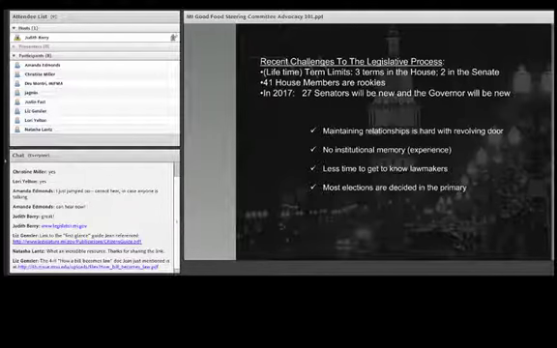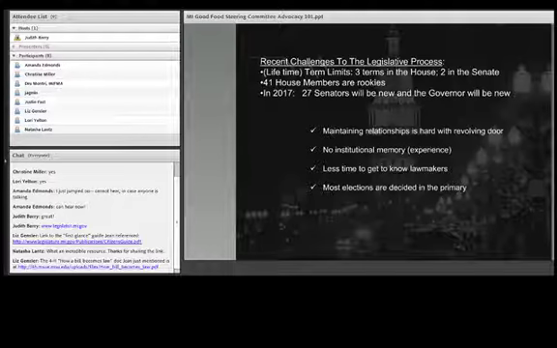So at the beginning of this session, in the 2015-16 legislative session, 41 of the freshmen were rookies. After the next election cycle, which is 2016, 27 of our 38 senators will be freshmen. Now, not to horrify you, most of them will not truly be freshmen. Most will come out of the House, and we're going to have a new governor. So maintaining relationships is really hard.